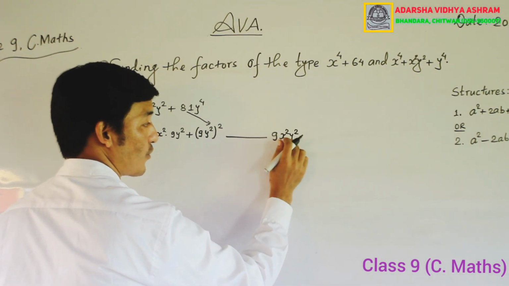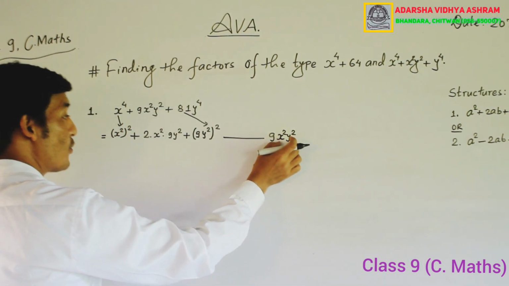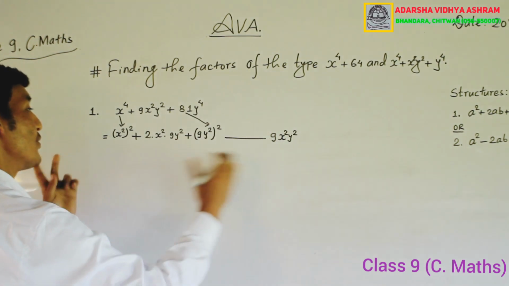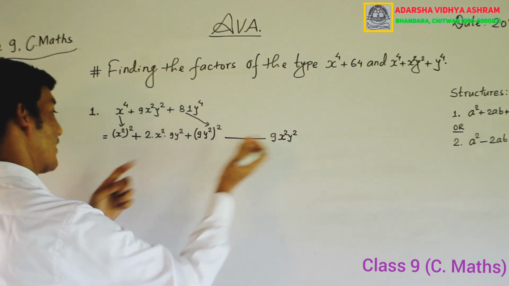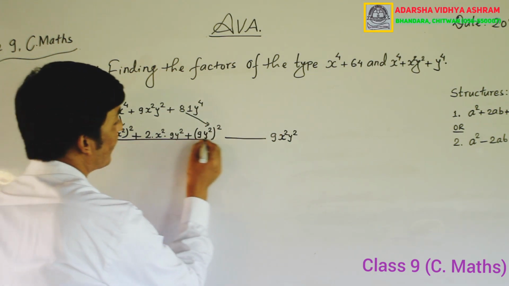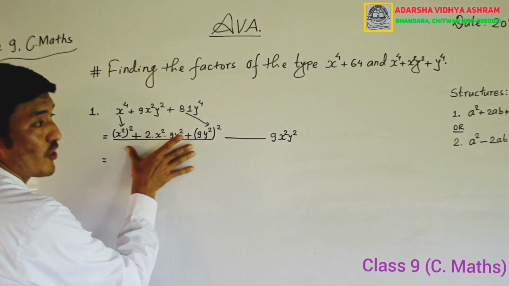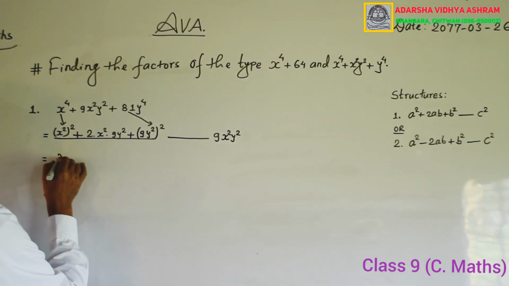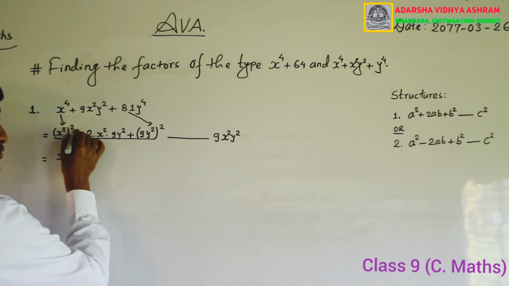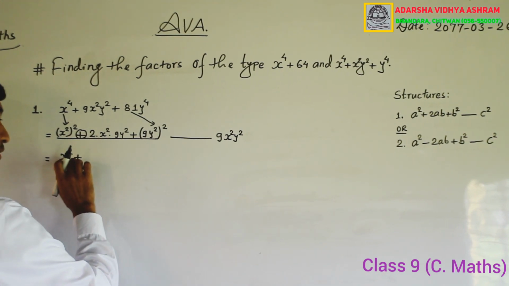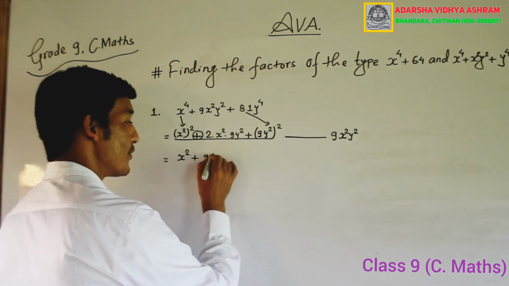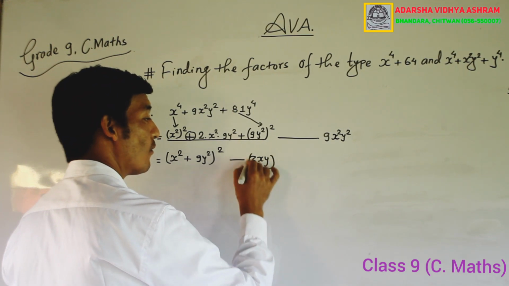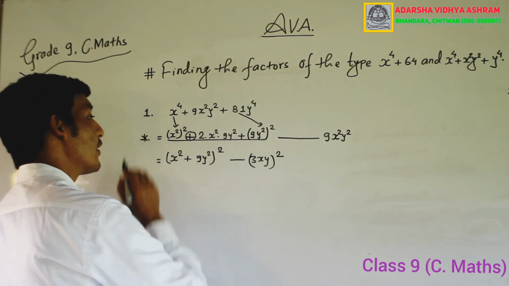Why am I putting here 9x square y square as a base? Because here is also x square y square. They must be like terms to each other, otherwise we cannot subtract. Okay, now these three terms have been changed into the perfect square, that is similar to structure number 1. So we can write this is x square plus, why is this plus? Because this plus 2ab is in the plus, that is why we can put here plus, and 9y square whole square minus, this is the 3xy whole square.